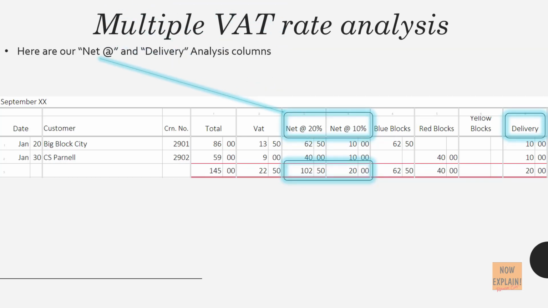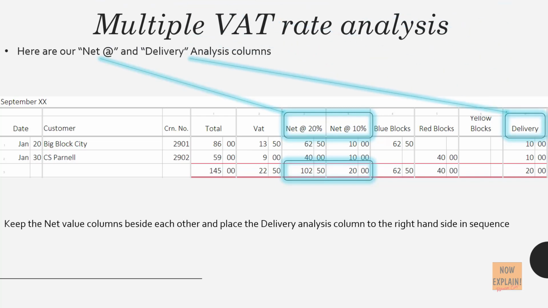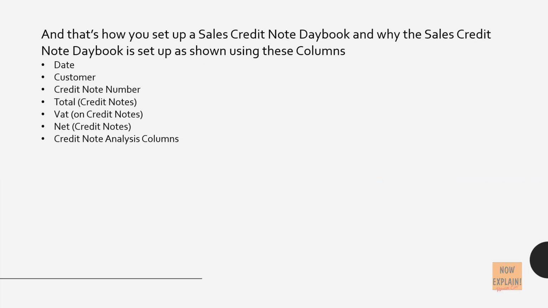Here are our net at and delivery analysis columns. Keep the net value columns beside each other and place the delivery analysis column to the right hand side in sequence. And that's how you set up a sales credit note daybook, and why the sales credit note daybook is set up as shown using these columns: the date, the customer, the credit note number, the total, the VAT, the net, and the credit note analysis columns. More columns can be added to provide more VAT analysis and credit note analysis.